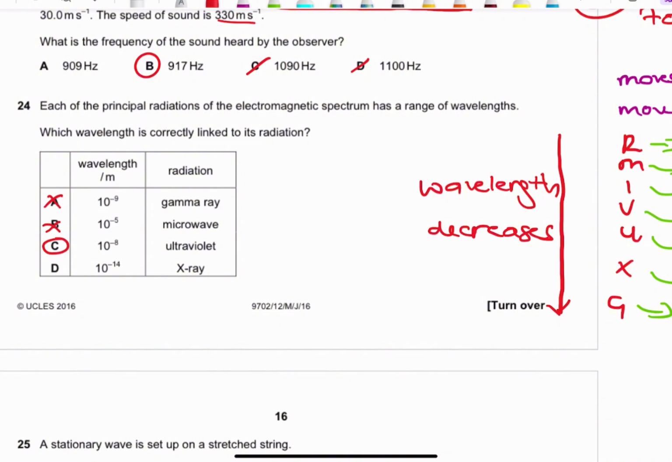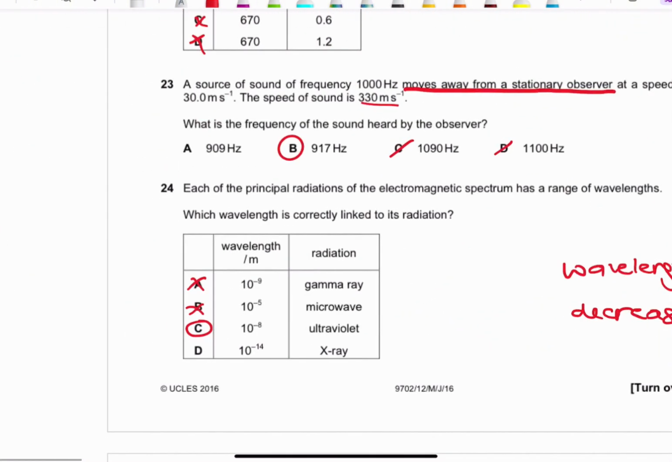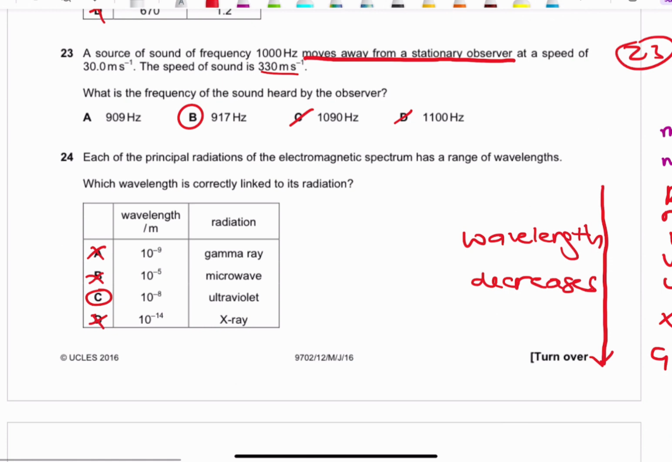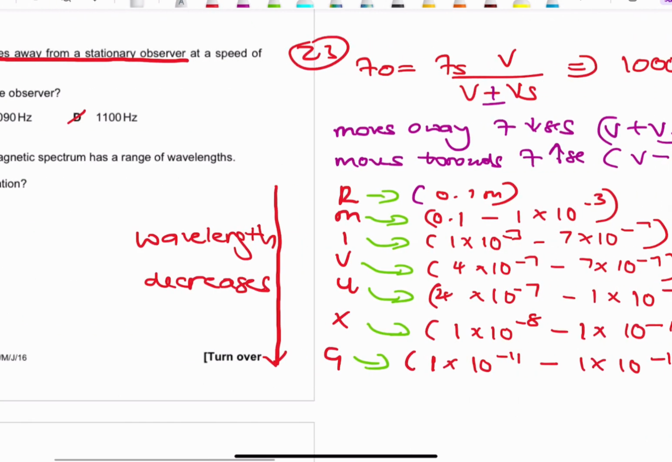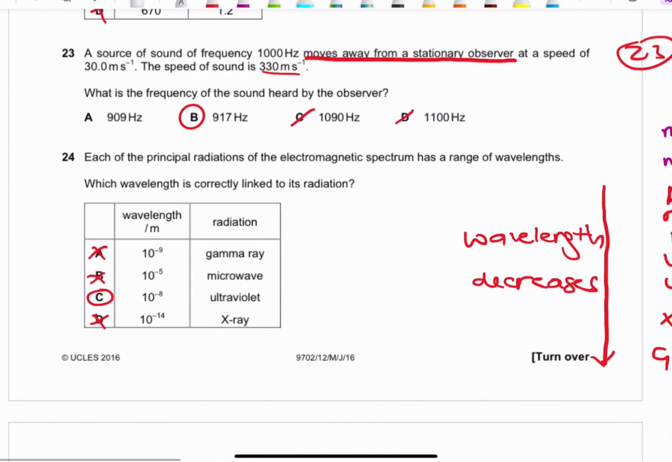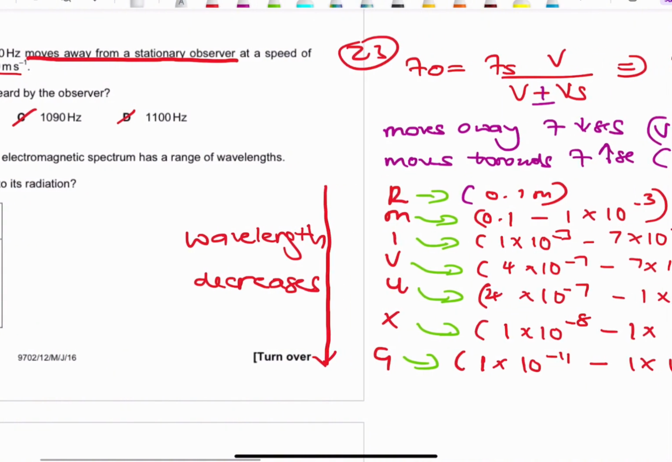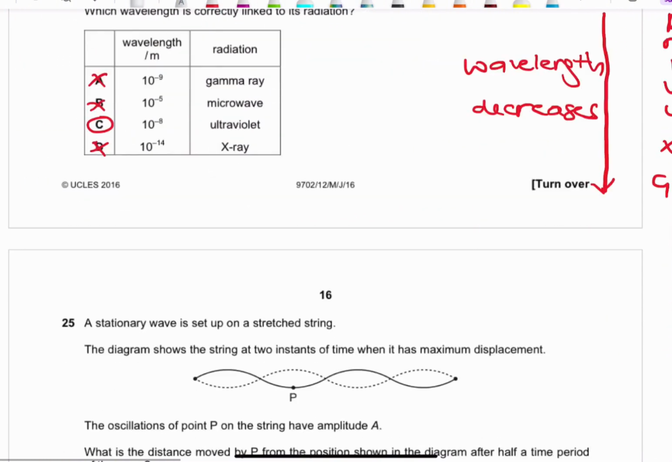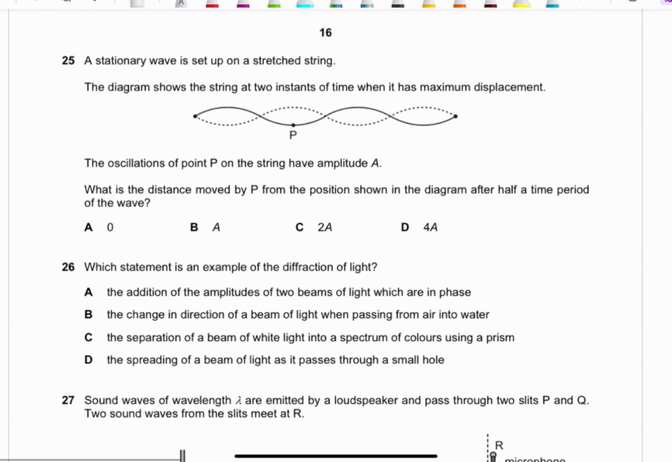And X-rays at 10 to the power of -14, that has to be gamma. It can't be D. So you see, it wasn't that ambiguous. You could have said 10 to the power of -8 belongs to X-rays, but it's not there. They always give you a question where it's very simple. If you know the ranges of the wavelengths, they'll just give you a question that aligns with that particular thing. Very important.